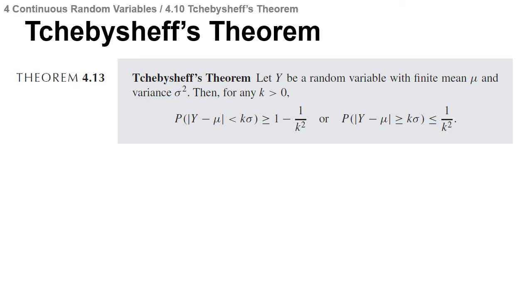Let y be a random variable with finite mean mu and variance sigma squared. Then for any k larger than 0, these equations hold. We already proved this for the discrete case, and the proof I used was the generalized version, so the proof is the same. In the book, they also have their version of the proof for theorem 4.13. If you are interested, you can read the proof by yourself.